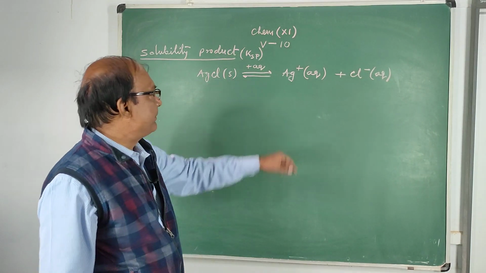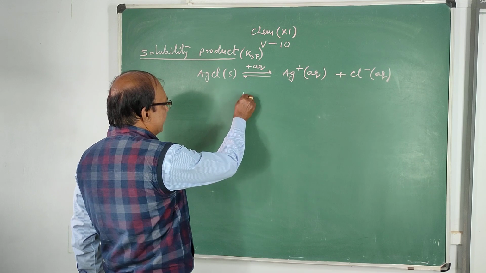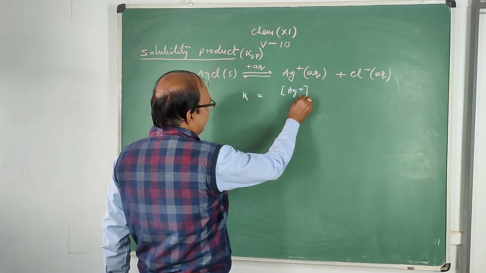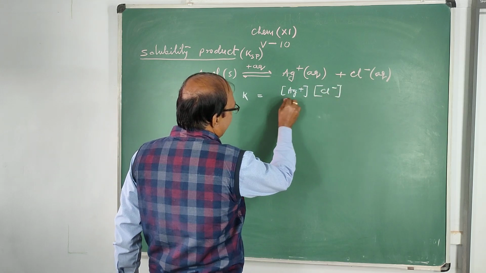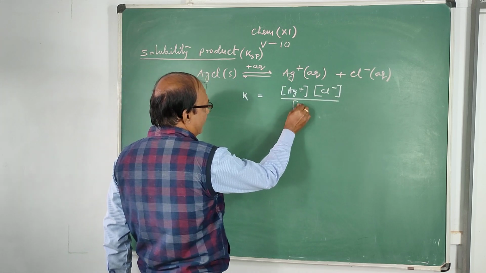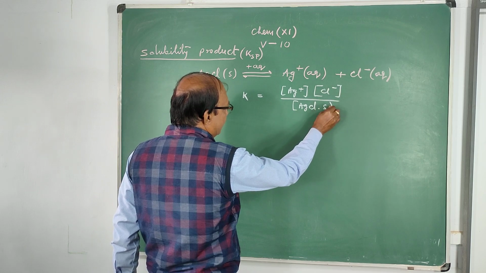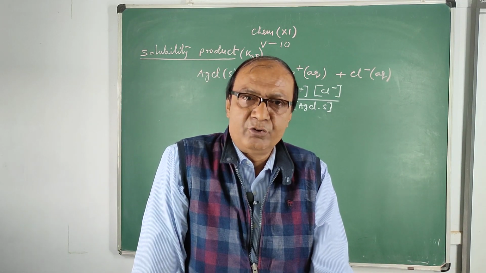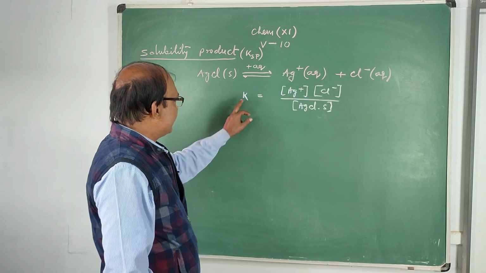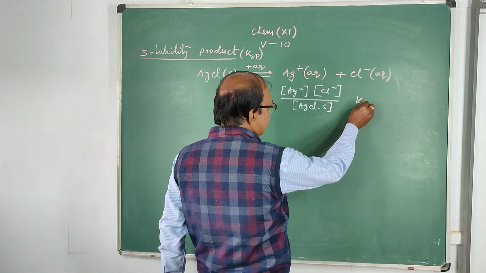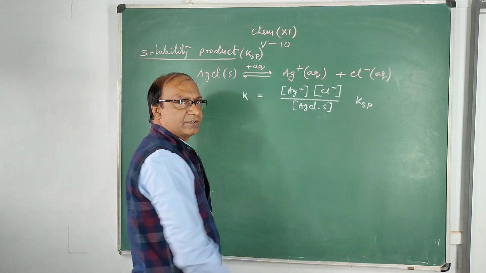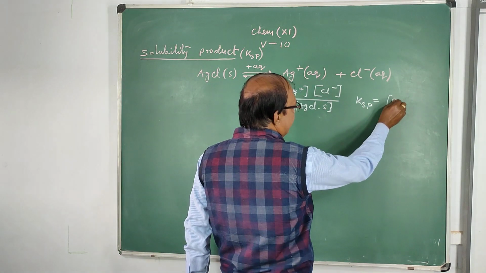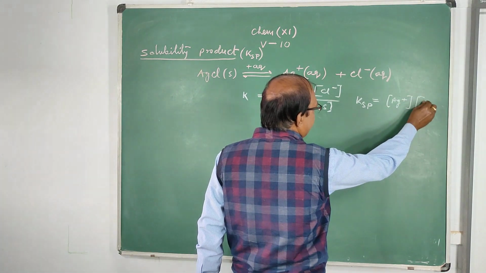Now see, for this equilibrium system there is an equilibrium constant K, given by the molar concentration of Ag+ times the concentration of Cl- divided by the concentration of solid AgCl. As you know, AgCl is a solid, therefore its concentration will not change. It is considered to be a constant. This constant multiplied by the other constant is denoted by Ksp. Therefore, Ksp for silver chloride is the concentration of silver ion times the concentration of chloride ion.